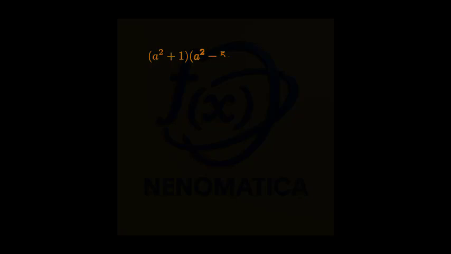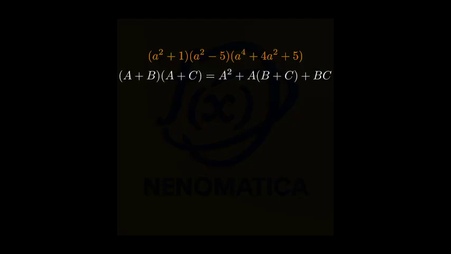We have (a² + 1) multiplied by (a² − 5) multiplied by (a⁴ + 4a² + 5). Our goal is to expand this expression using algebraic techniques. To solve this problem, we'll use the common term identity. This identity states that for any expressions a, b, and c, the product of (a + b) and (a + c) equals a² + a times the quantity (b + c) + b times c. Following the steps shown in our algorithm, we'll start by grouping the first two factors.